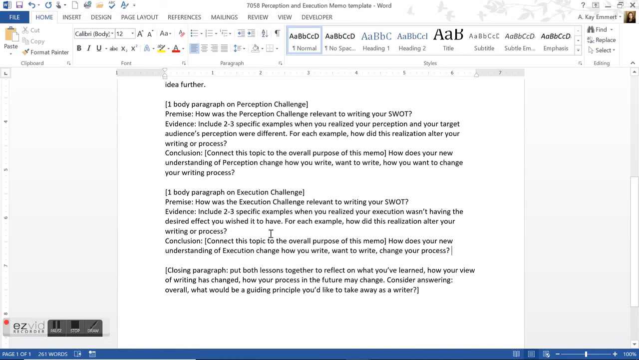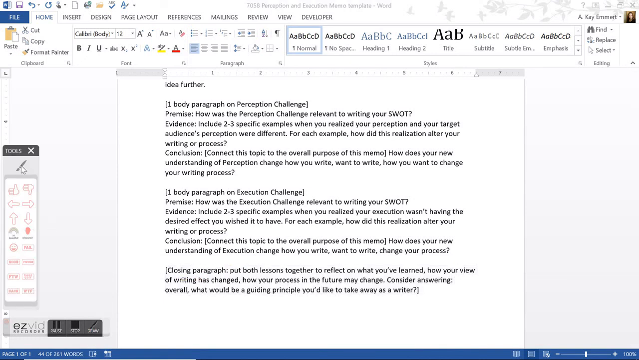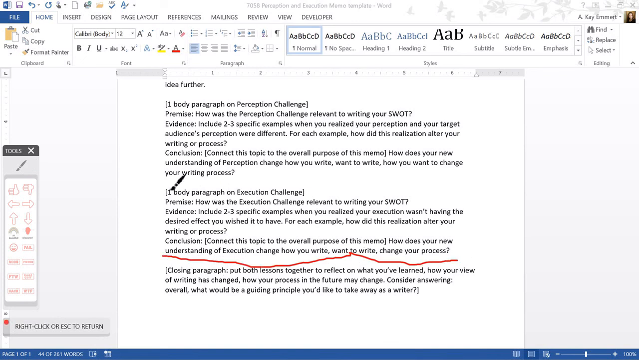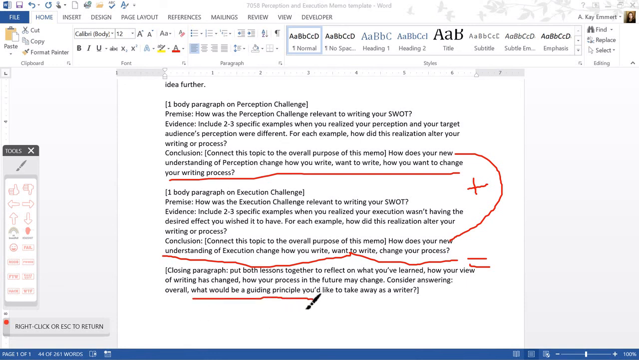Okay, and then once you are done with both those body paragraphs, you're ready for a closing paragraph. Okay, and so just remember that closing paragraph addresses the question overall, what have you learned? And the easiest way to do this is to take your mini conclusions, your tiny ones, and put them together. So add them up, and what it equals together is your closing paragraph, your overall conclusion. Okay? So overall, what would be a guiding principle you'd like to take away from both of these topics?